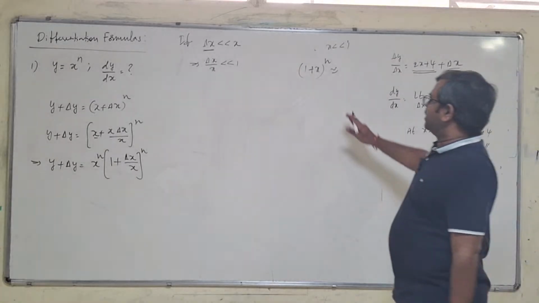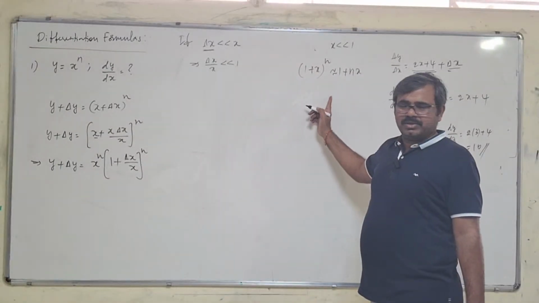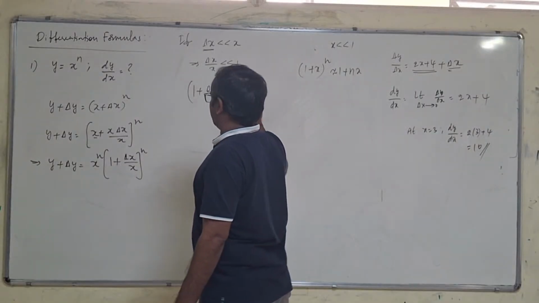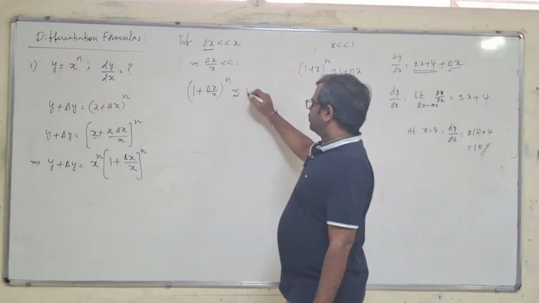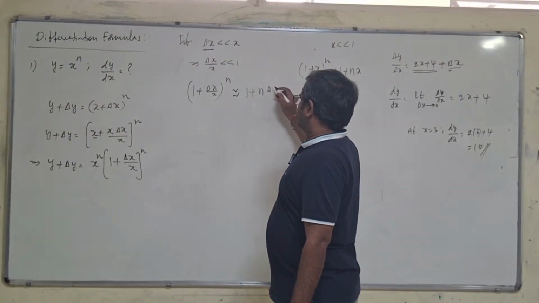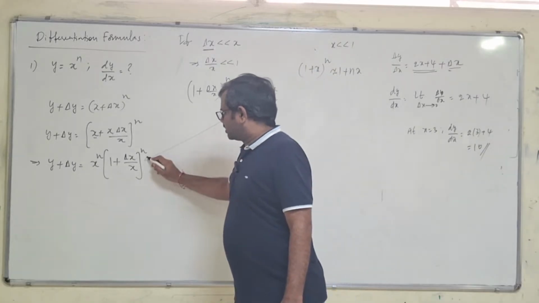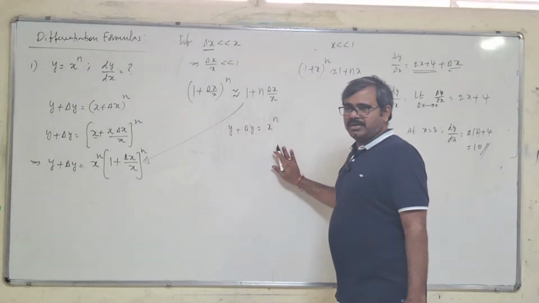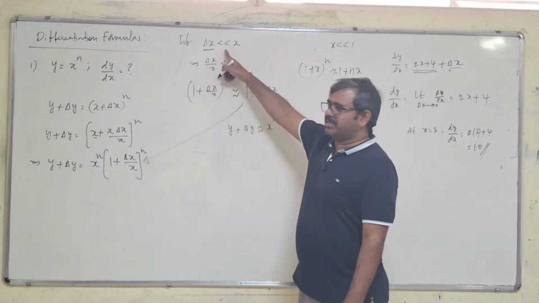One plus x whole power n is approximately equal to 1 plus nx. When we were discussing this binomial approximation, 1 plus delta x by x whole power n is approximately equal to what? What do we have in place of x? Delta x by x. What do you get? 1 plus n into delta x by x. So substitute this here. What do you get? Y plus delta y is equal to x power n into, approximately, if delta x is much smaller, that's the case we are discussing.